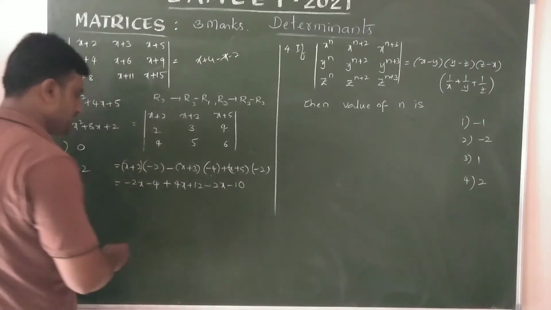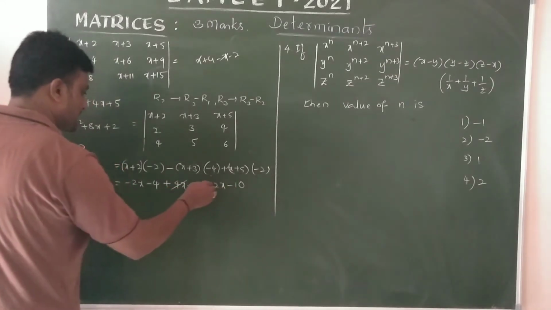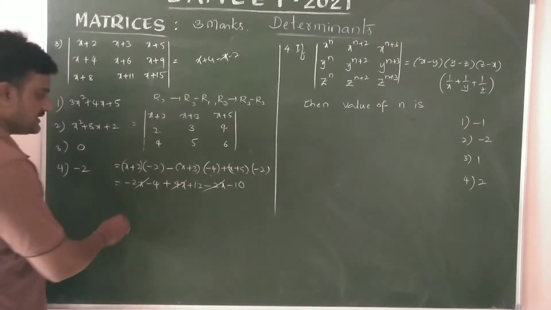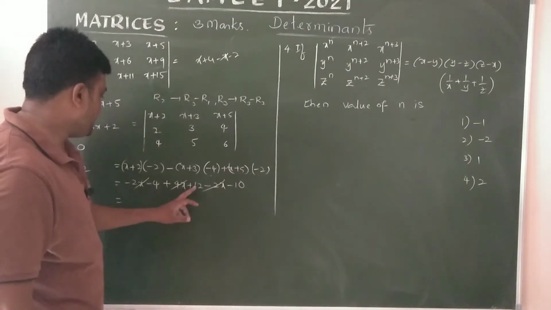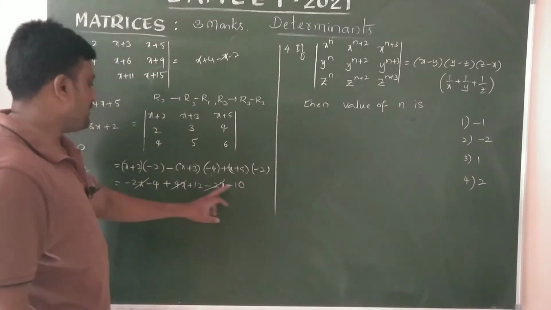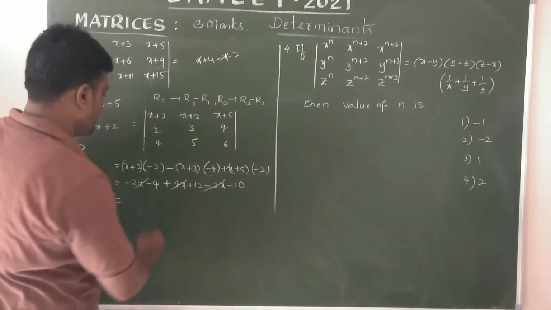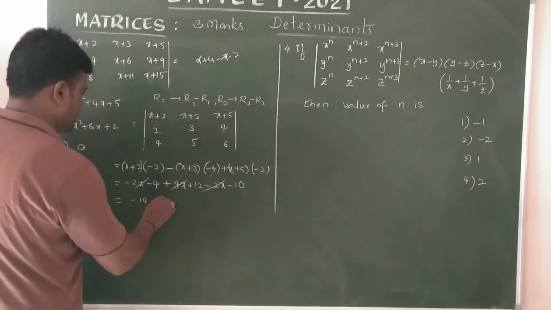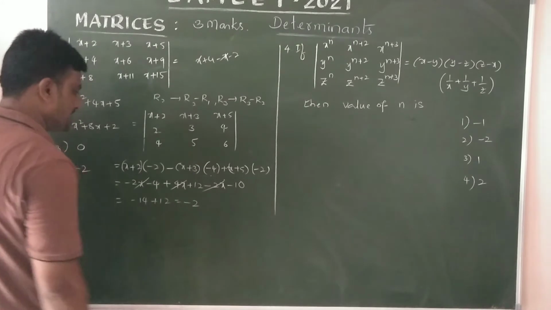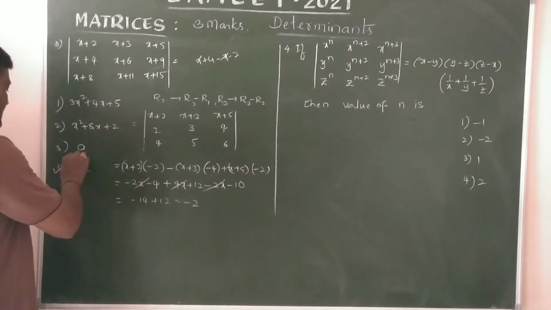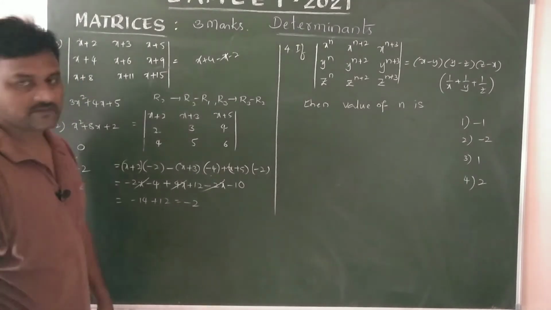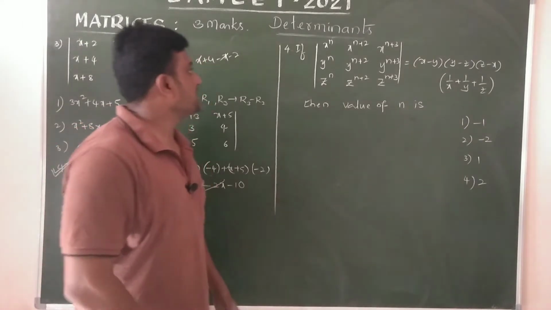Simplifying, 4x and the 2x, 2x cancel, and the constants give minus 14 plus 12, which equals minus 2. Option 4 is the answer. Let us go with the fourth one.